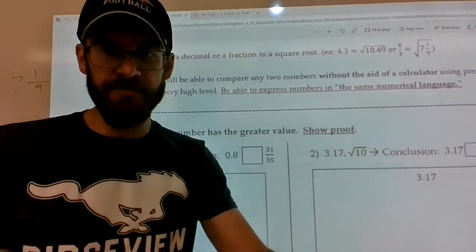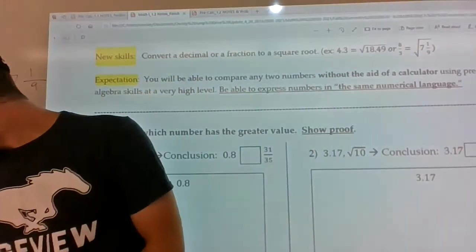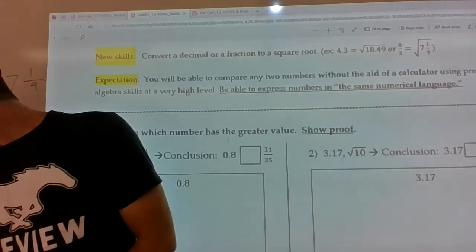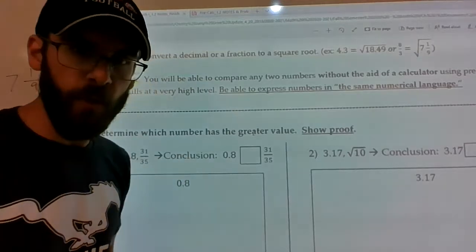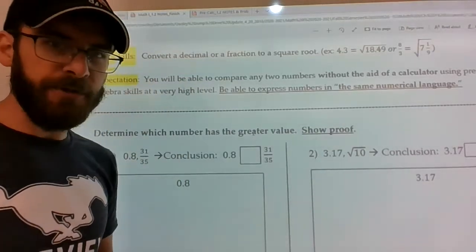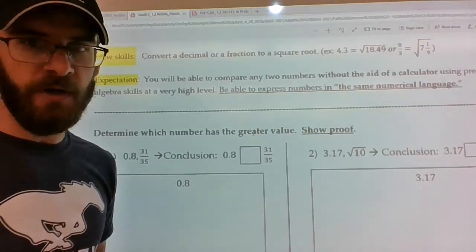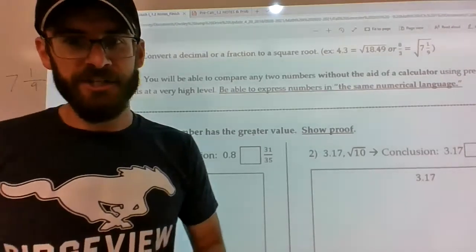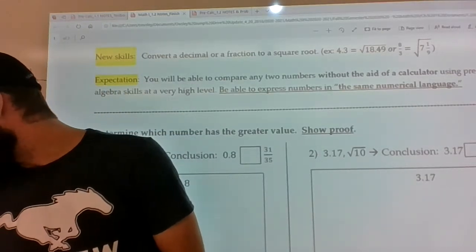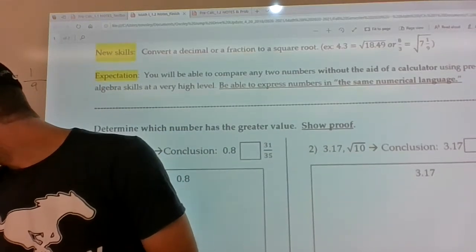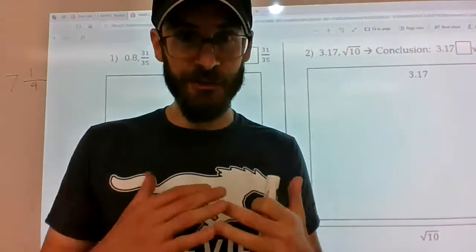So yeah, that's the new skill. Not too bad if you know how to multiply and do all those pre-algebra skills. And then here's kind of where this is all building towards. So we're trying to figure out which of these numbers is bigger, 0.8 or 31 over 35. So I put two boxes for whatever work you might need to do on this notes sheet, but just for the sake of simplicity, I'm going to do the work in this one box here, because I don't think it's all going to fit on the screen unless I zoom out.